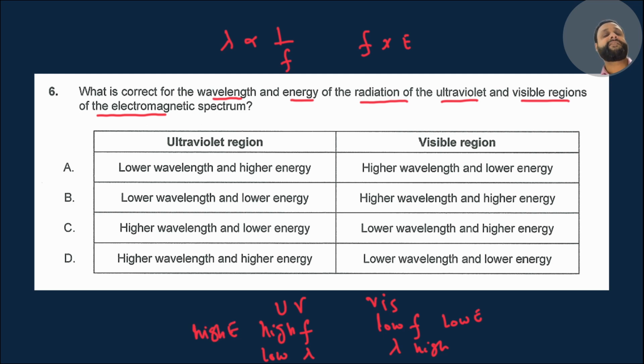So let's read the statements. Option 1, lower wavelength and high energy, which seems right, and higher wavelength and lower energy. So A is the correct option. No need to read the rest.